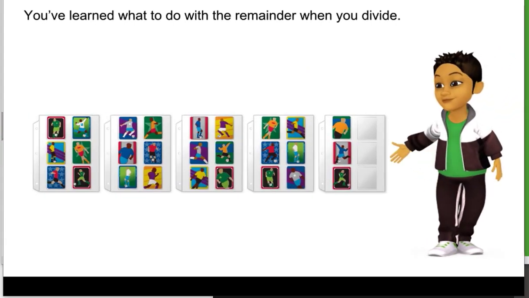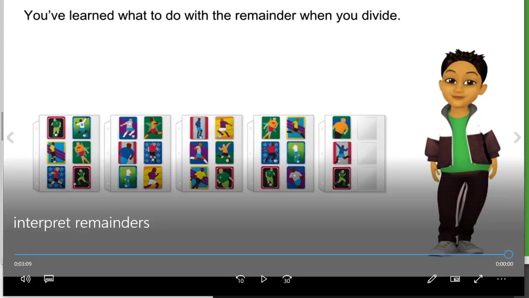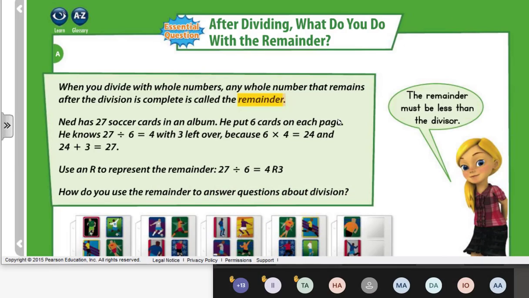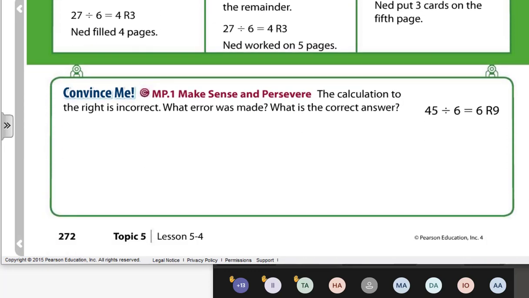You've learned what to do with the remainder when you divide. Okay, my heroes, back to the book. And we'll move down to the question on the same page. In this question, the calculation to the right is incorrect. What error was made and what is the correct answer?